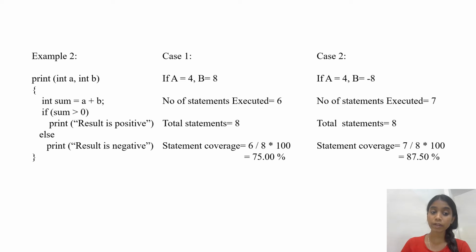If sum is greater than 0, it will check the if statement. So if will get executed, then the print does not get executed, that is result is positive, then it will jump to the else statement, else will get executed, and then the curly braces. So the total number of statements executed will be 7, except the print result is positive. Out of the total 8 statements present, statement coverage is nothing but 7 divided by 8 into 100, which is 87.50%.